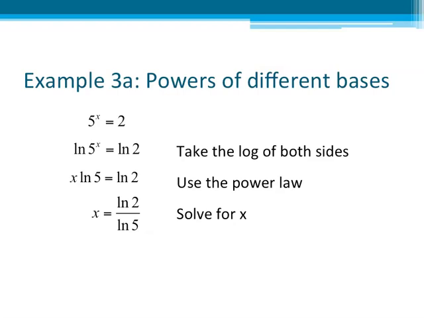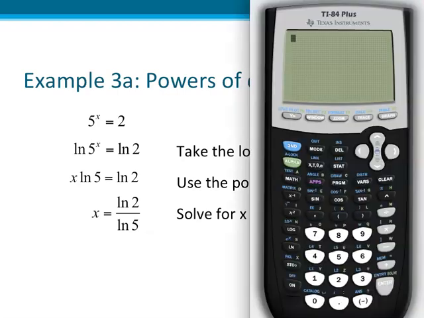Now depending on the problem, you might be asked to find an exact answer. If you're asked to find an exact answer, you can leave your answer as ln of 2 over ln of 5. If you're asked to find an approximate answer, then you'll want to bring out the calculator and then go ahead and put that in. So we have ln of 2. You want to make sure that you put the end parentheses in there before you divide. And that comes out to be about 0.4307.